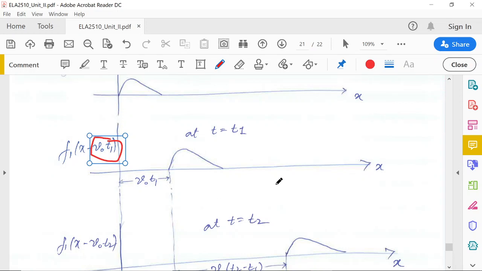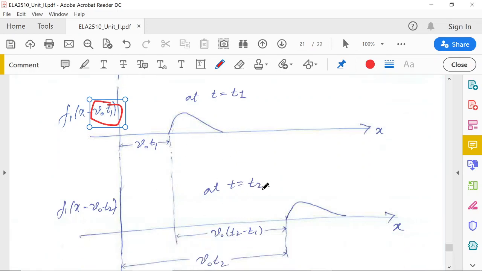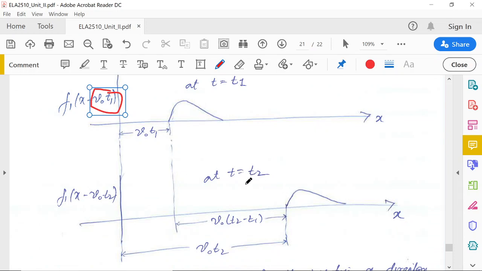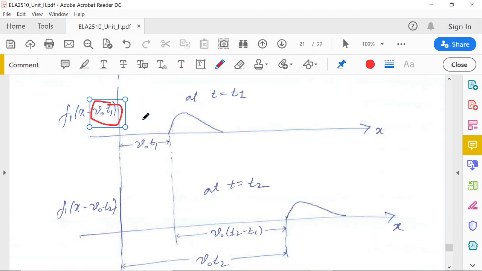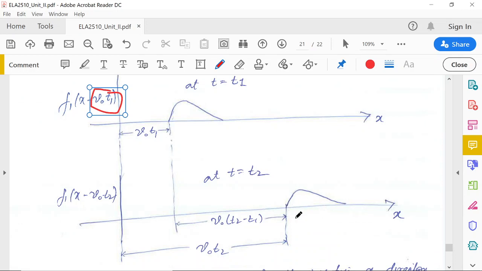Further, we move in time and watch at another time, t equals t2. Now t2 is greater than t1, so v naught t2 will be more than v naught t1. The same function is shifted to this point, v naught t2, so the whole function is shifted. As we increase the time, it is again reproduced at later positions in space. Again we have the function here, which seems to be the same function at a different coordinate.